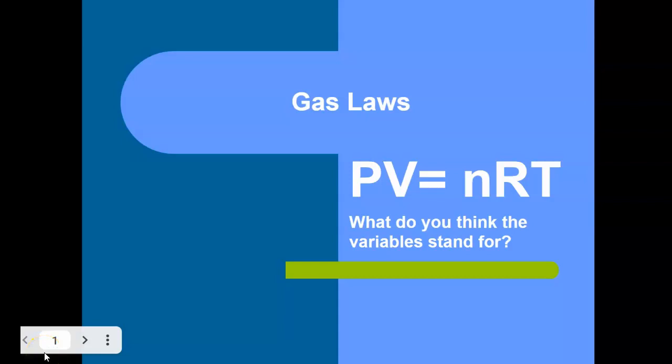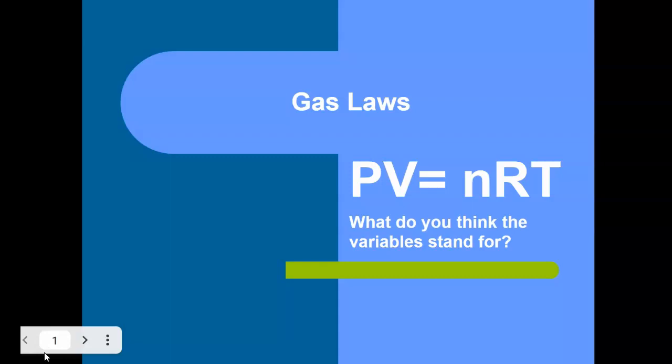Today we're going to be focusing on the final of our gas laws, which is called the ideal gas law. As you can see, it is represented by the equation P times V equals N times R times T. At this time, you're going to respond in the Edpuzzle. What do you think all those variables stand for?